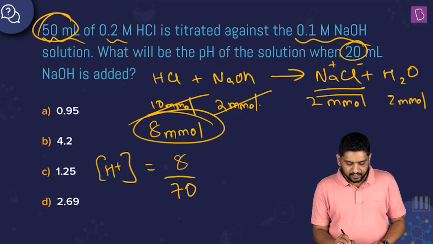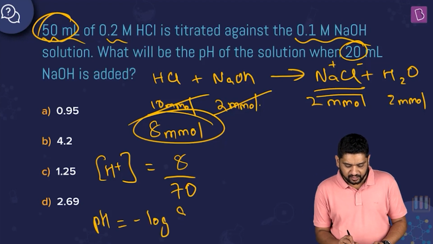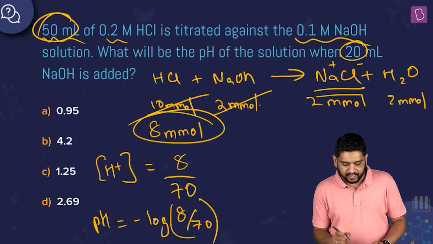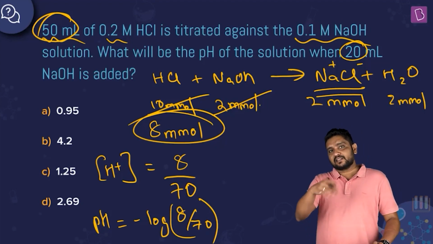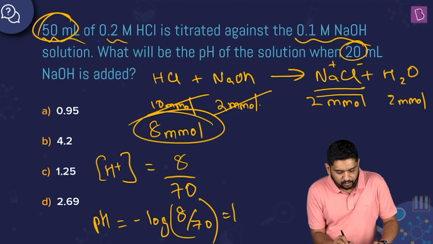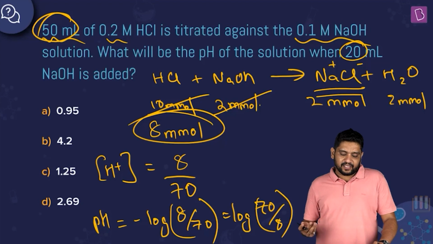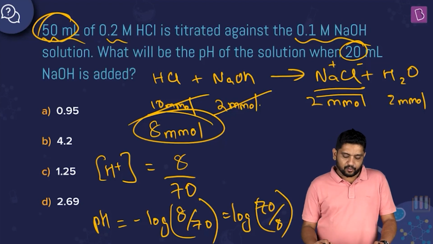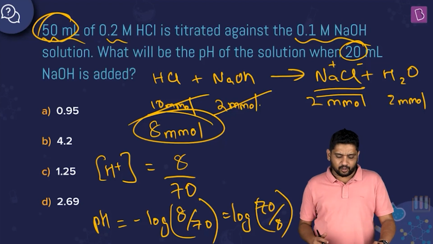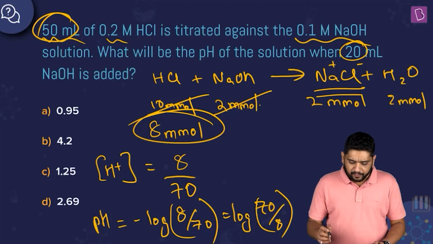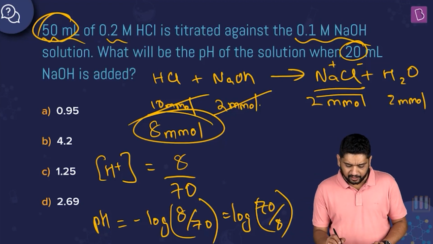So what is pH? pH will be equal to negative log of the concentration of H plus. So 8 by 70, you can find the reciprocal of this, right? Minus log X is log of 1 by X, right? So this will turn out to be log of 70 by 8. 70 by 8 is what? Approximately somewhere around 9, right? So 2 by 8 short of it, so 8.75, whatever. You can write it approximately as 9.